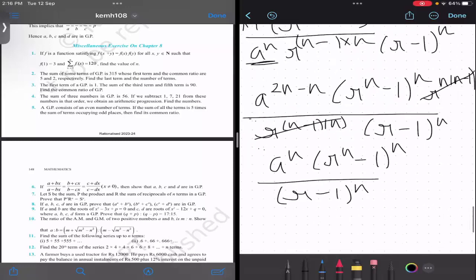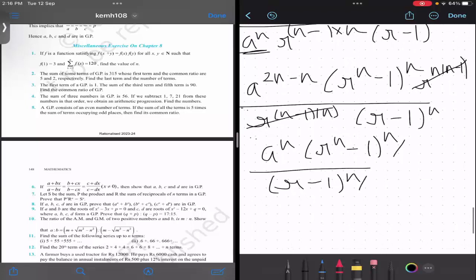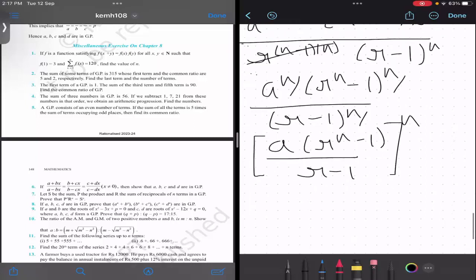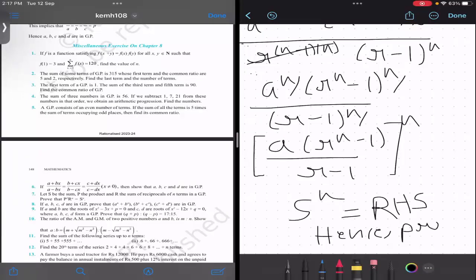As you can see, all these terms are raised to power n, so n can be taken out common. Finally, you would have a times (r^n − 1) upon (r − 1), the whole raised to power n. And this is nothing but the summation of the terms in GP, which can be written as S, so S^n, which is ultimately equal to the RHS. Hence proved.